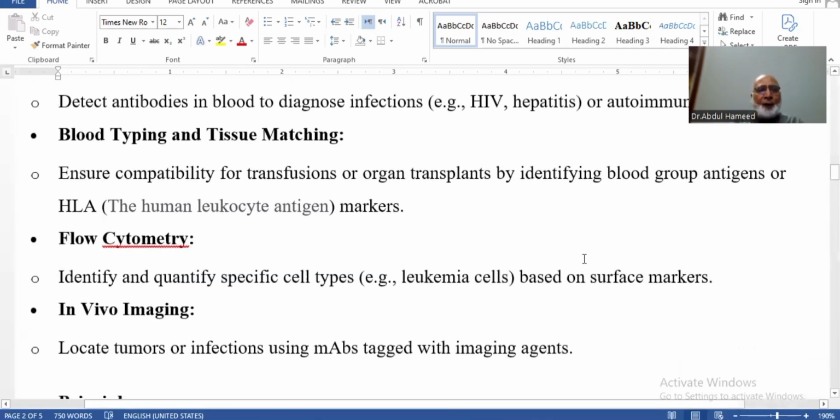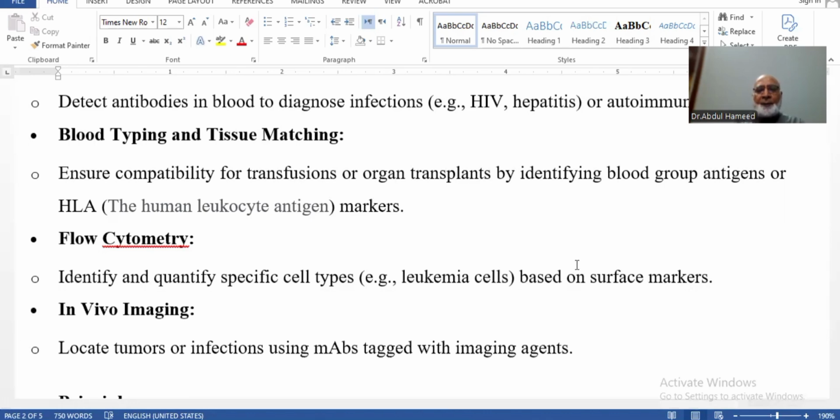Then we apply monoclonal antibodies through flow cytometry, a very effective instrument in which we pass the sample through, and the laser beam will detect the specific type of antigen in order to tell us about the presence of leukemia cells or something else.